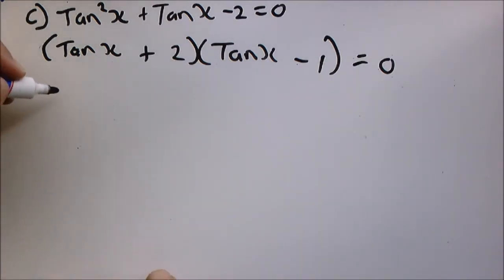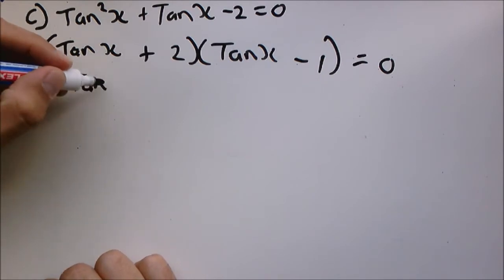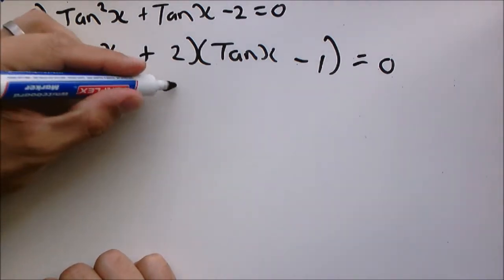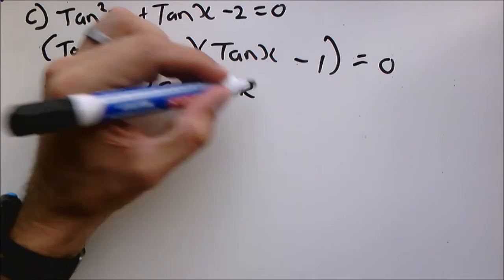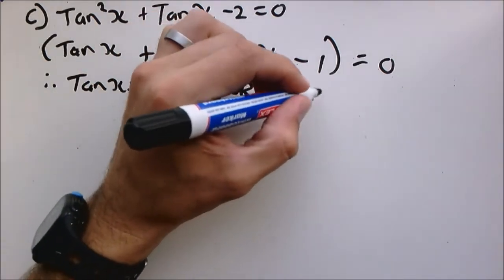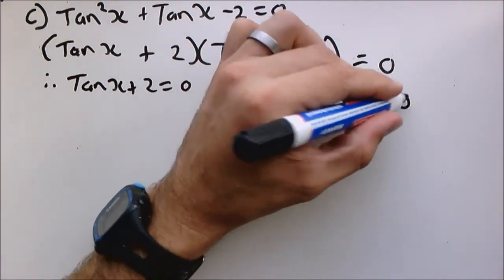And now we can write out. Okay, therefore tan x plus 2 equals 0, or tan x minus 1 equals 0.